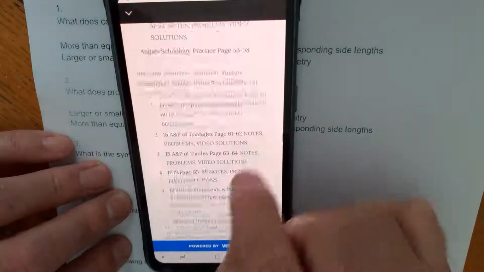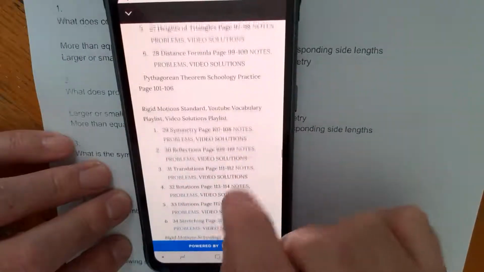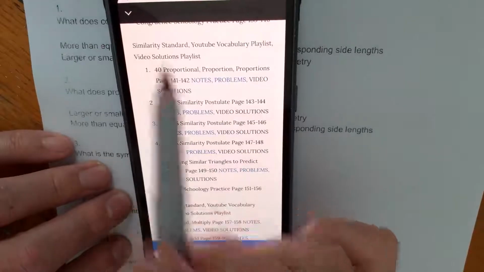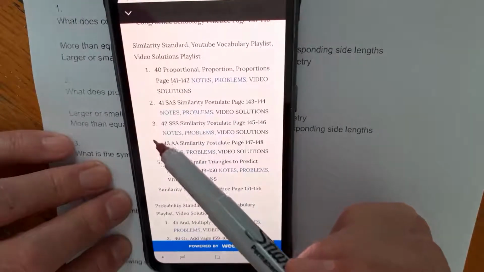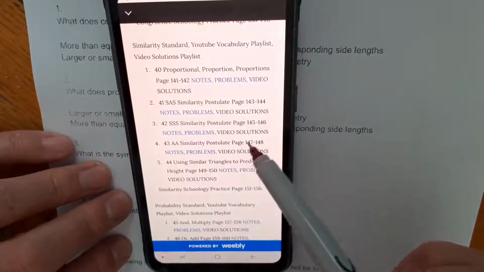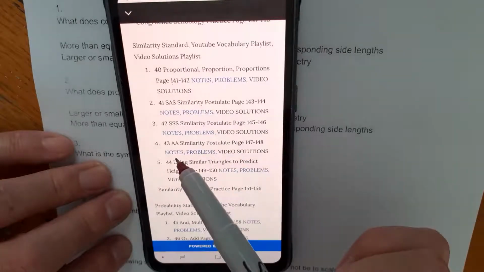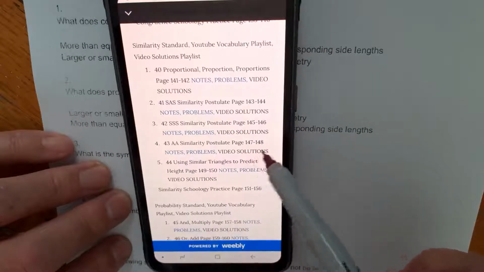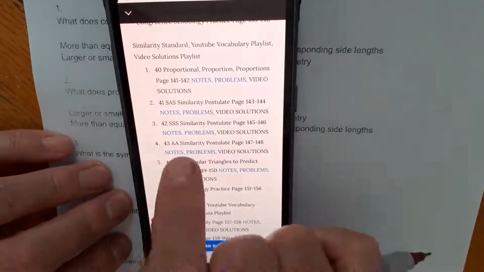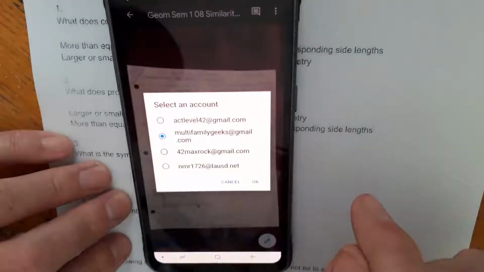So now we're going to go down to this unit in the table of contents. So here it is right here, similarity. That's the unit. You see the lessons 1, 2, 3, 4, 5. We're on lesson 4 right now, AA, Similarity Postulate. On these pages of your comp book, these notes go. Please don't look at this video for the page numbers because by the time you view this video, these page numbers might be different. So we're going to click Notes. These go on those pages.